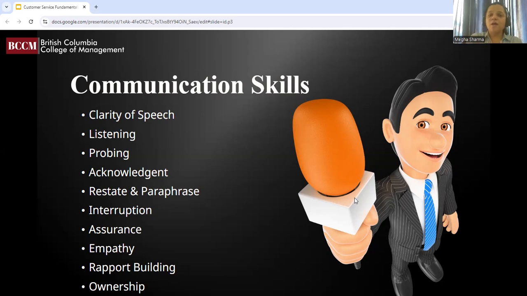So you need to have clarity of speech. You need to listen to him very carefully. You need to probe, right? For all the questions, you need to acknowledge his words. You need to restate, you need to paraphrase. Do not interrupt. Assure the customer. Empathize with him. Have rapport building. And then for the entire communication, take the ownership, right? Because you are working on behalf of the company. So that is how the customers connect.